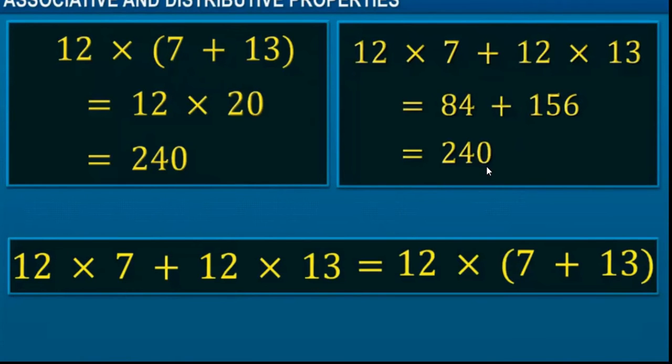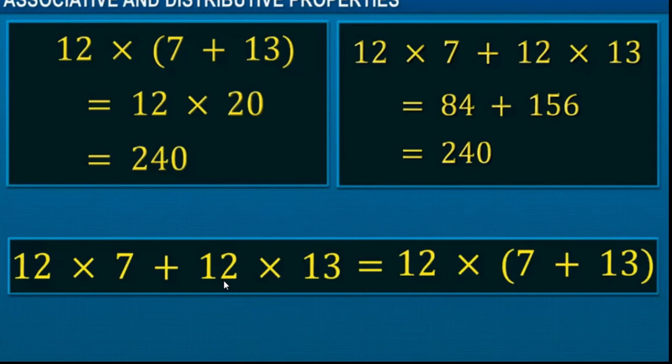Now, if we say it the other way around, 12 into 7 plus 12 into 13 is equal to 12 into the bracket 7 plus 13. So what we have done is, here we have 12, and in the same way here also we have 12.